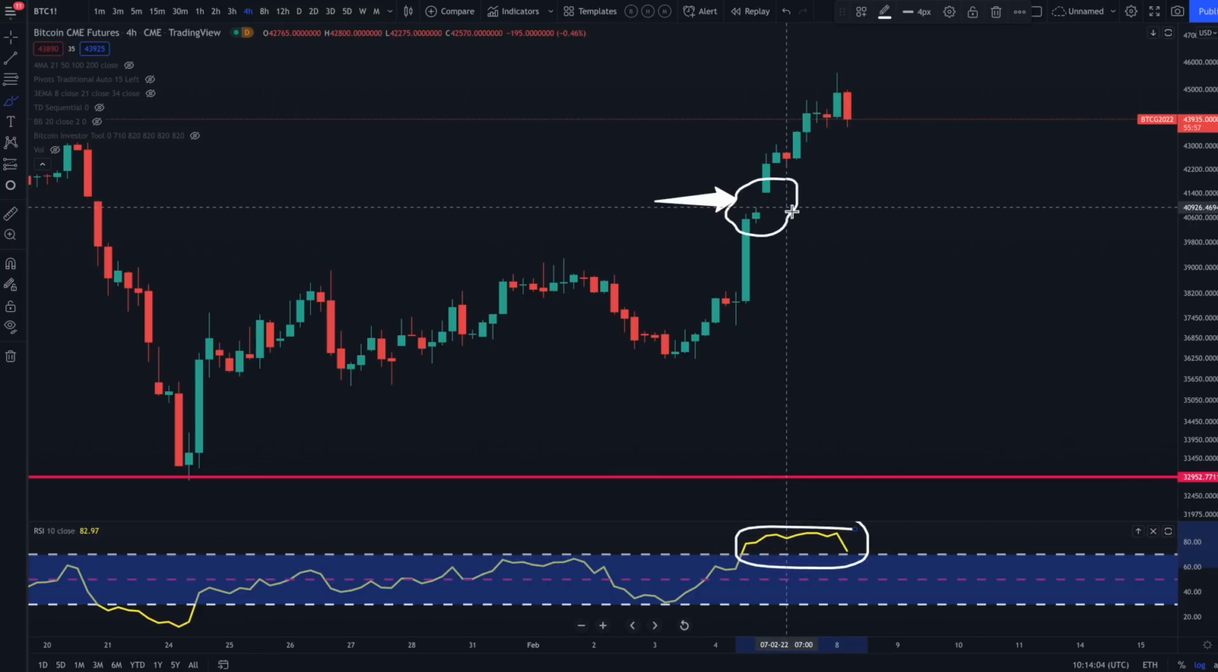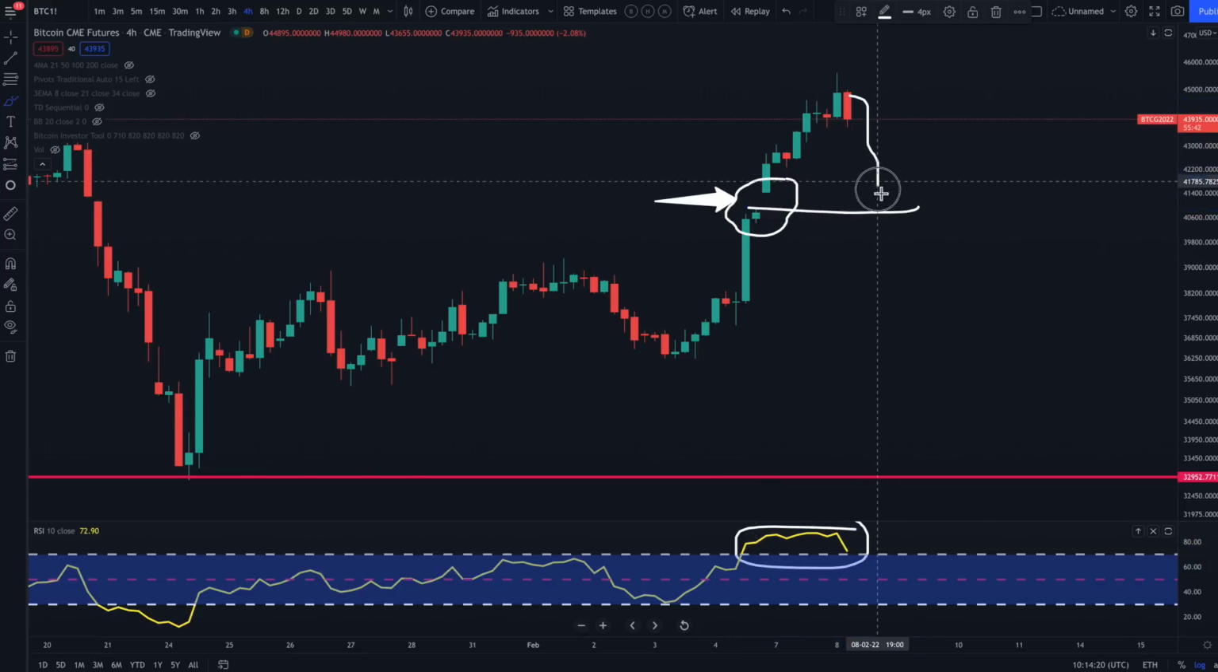And this level here is exactly at 40,935. So it may well be that the price comes back down to retest this level to fill the gap before moving on. I'm not saying it's going to happen, but it has a habit of happening.